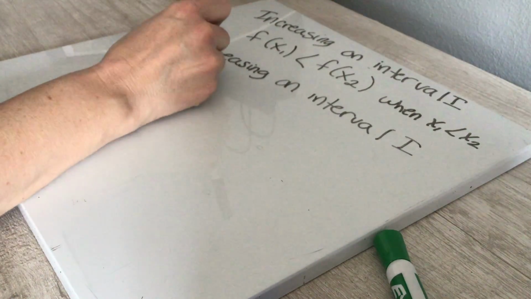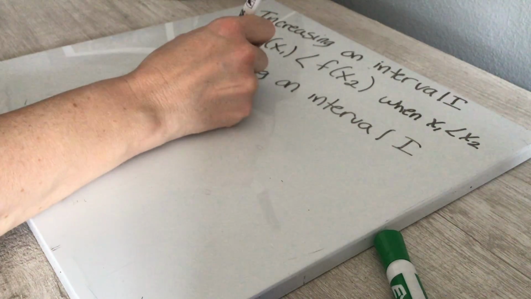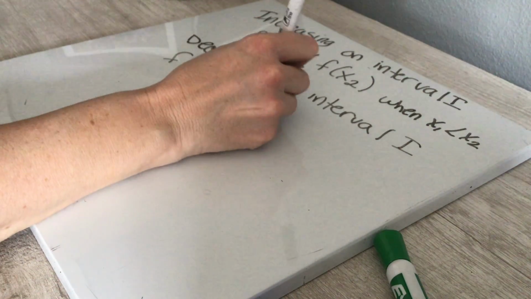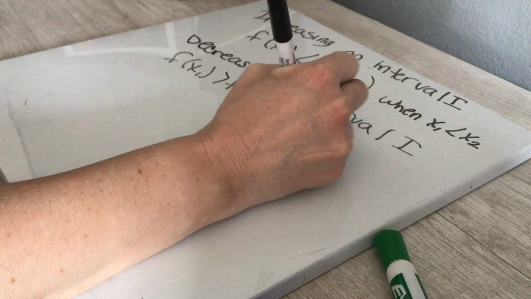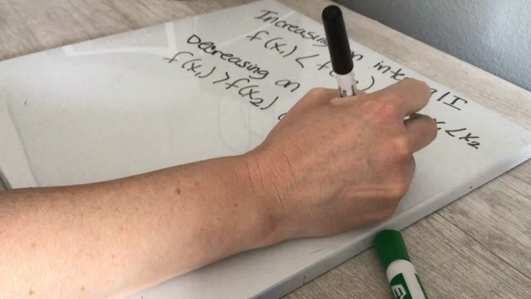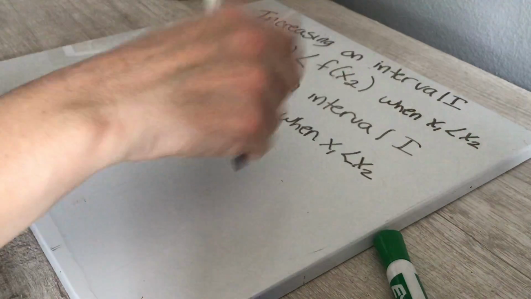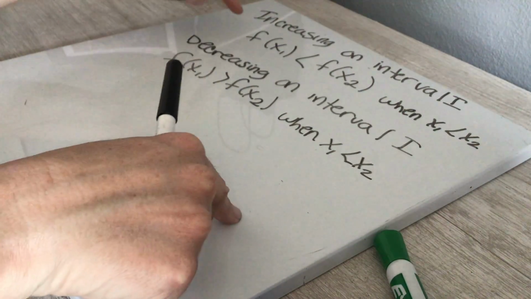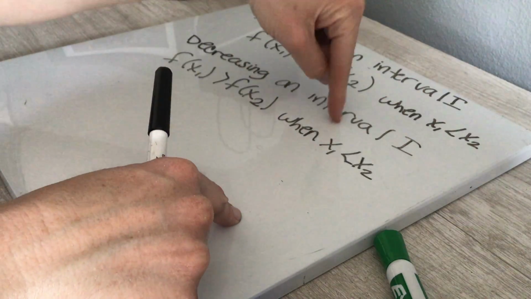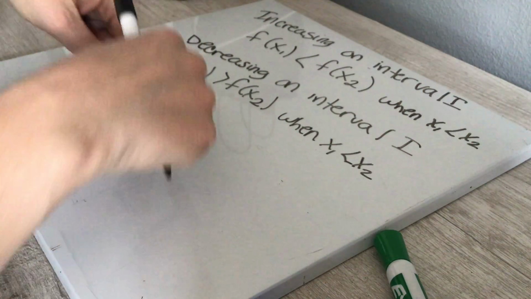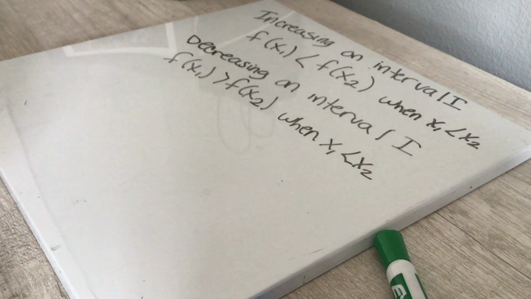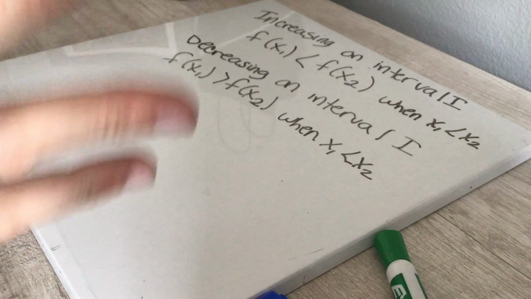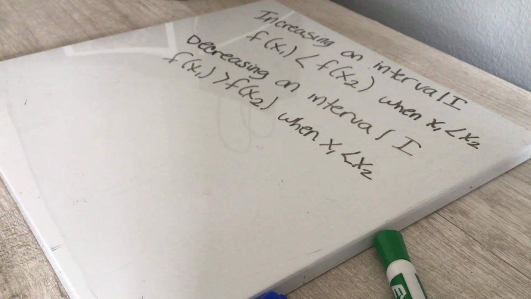So the function at the first value of x is greater than the function at the second value of x when the first x is less than the second x. So it's just saying as you move along the x-axis, if it's increasing, then the y is getting bigger. Decreasing, as you move along the x-axis, the y is getting smaller. Okay? We kind of already knew that from algebra, right? You know how to look at something and decide if it's an increasing or decreasing function.